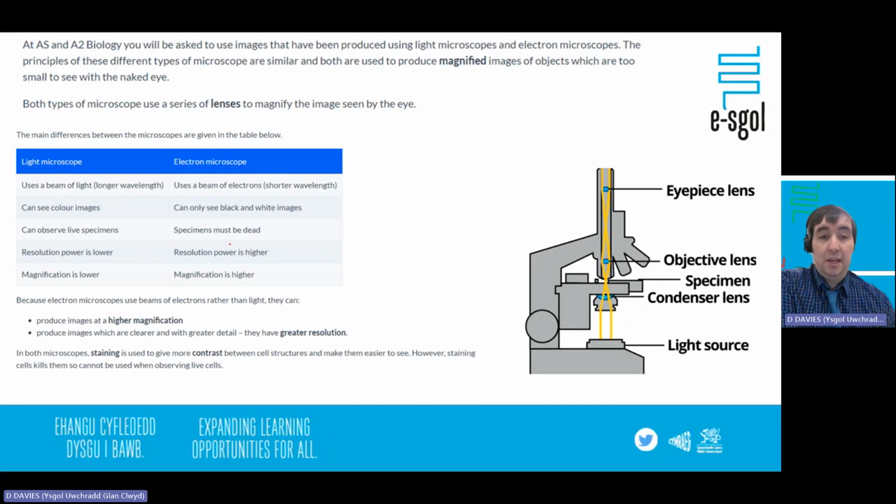You can see color images, obviously, because the light is in color wavelengths. You can observe live specimens, which is always quite cool. If you see brine shrimp or Daphnia under the microscope, it's always quite cool.